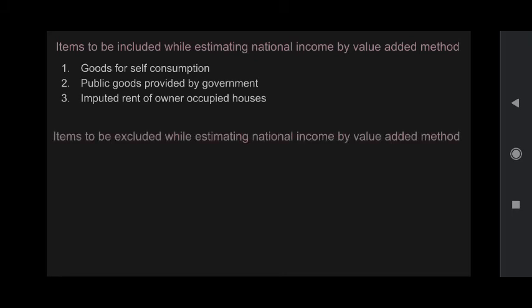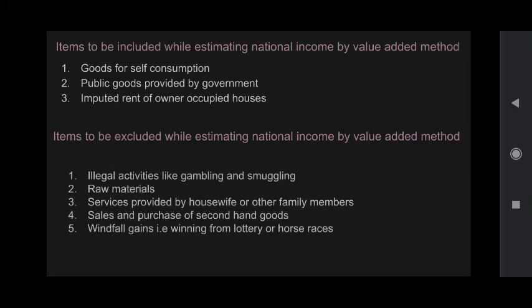Now there are certain items which are to be ignored or excluded while calculating national income through this method. These are any illegal activities like gambling, smuggling. If the income is being generated from these activities, since they are illegal in nature, they cannot be included in national income. The second thing is the raw materials. As we already saw in the formula, we deduct the value of the purchases of raw materials, that is the intermediate consumption. The third is the services provided by housewife or any other family members, since they are not considered a part of factor of production, mind it.